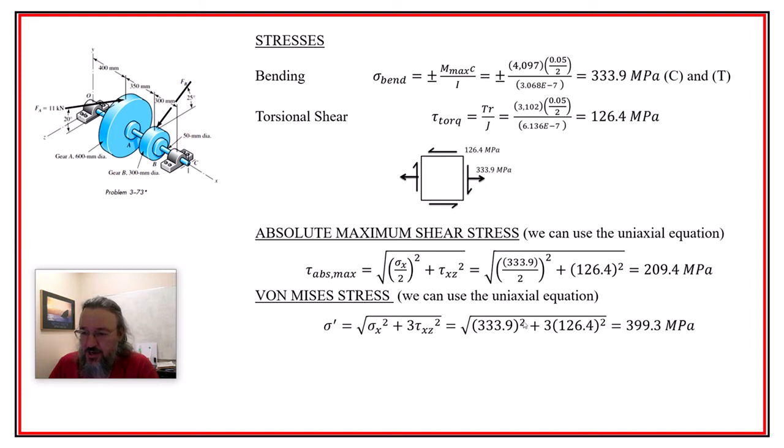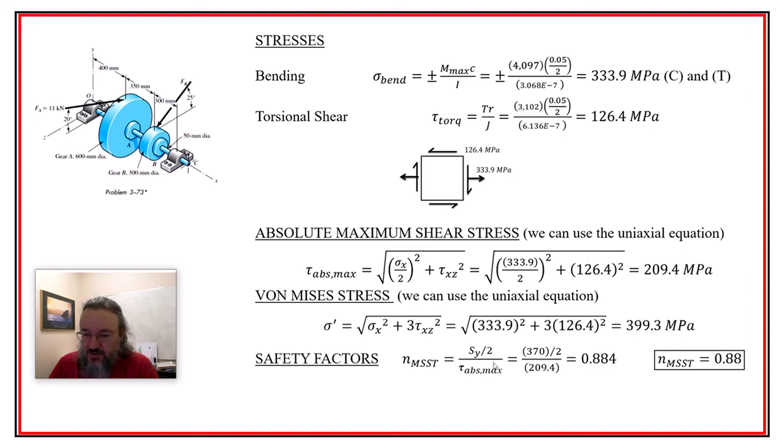And we get 399. And then we get the safety factors, and we see that with the strength, by the way, we looked up that for that 1018 cold drawn was 370 yield strength. And we get 0.88, right? Only 2 decimal places in our final answer. For von Mises, we get 0.93, which we would predict.